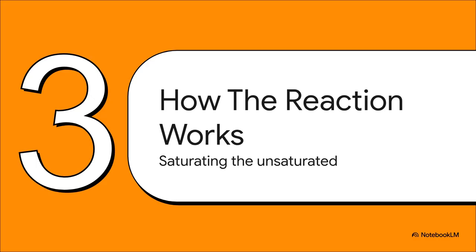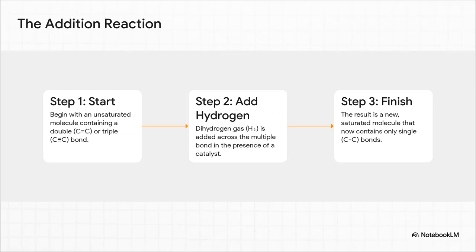Okay, we've got our ingredients. Now let's get into how this reaction actually works. The entire goal here is to take that unsaturated molecule and make it saturated. We're basically going to fill up all those empty parking spots we mentioned. So here's how it goes down. You start with your unsaturated molecule, the one with the double or triple bond. Then the catalyst steps in, and its first job is to break apart the hydrogen molecule into individual atoms. Those hydrogen atoms then get added right across that double or triple bond, filling it in. And what you're left with is a brand new, saturated molecule that now only has single bonds.